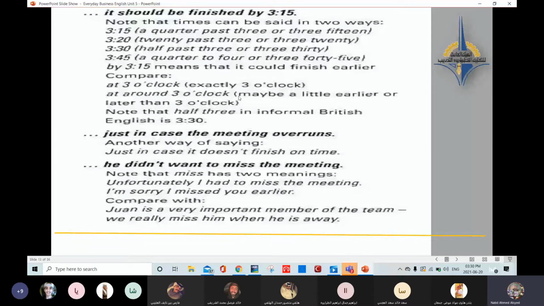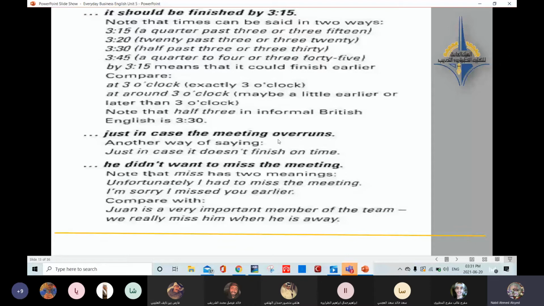At around 3 o'clock, maybe a little earlier or later than 3 o'clock. When you say at around, it means approximately 3, so it could be before 3 or a little after 3. Note that half three is informal British English for 3:30. So you can say half three, but it's better to say half past three. In informal British English, between friends, we say half three, but the correct form is half past three, or 3:30.